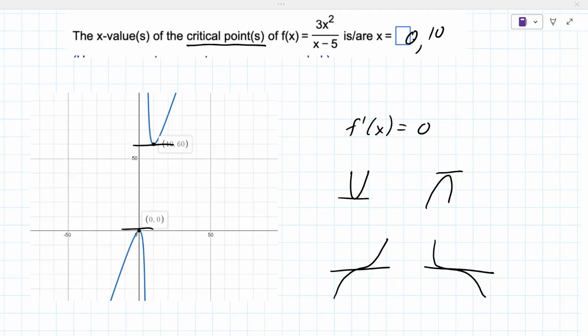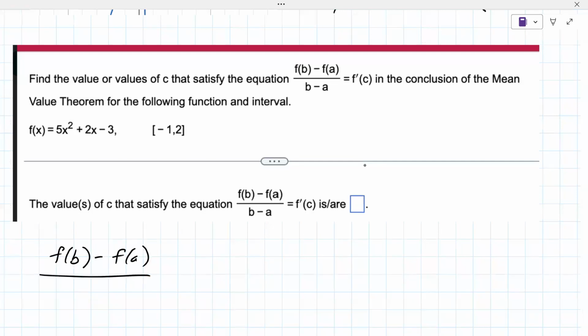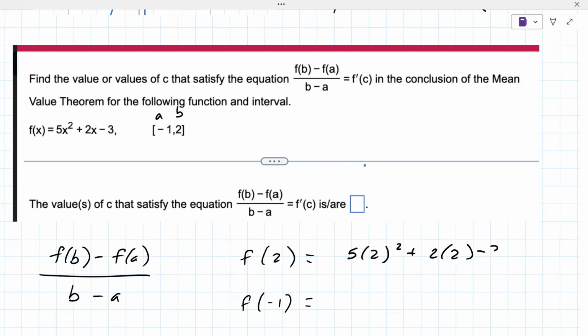So this is the mean value theorem next. The mean value theorem says f of b minus f of a over b minus a. To do this, we have to actually figure out what's a and b. F of 2 and f of -1. So I'm going to ask you to get involved. Do I take the derivative first or no? No derivative yet. So it's 5 times 2 squared plus 2 times 2 minus 3, and 5 times -1 squared plus 2 times -1 minus 3.